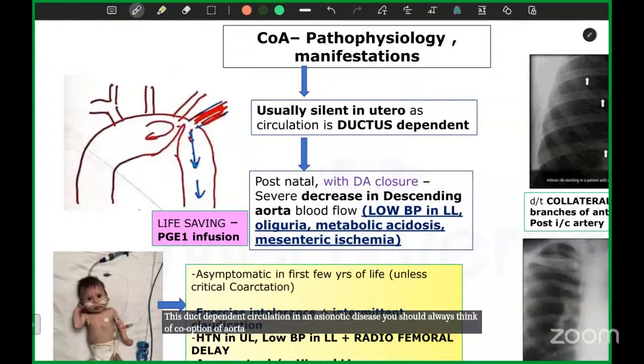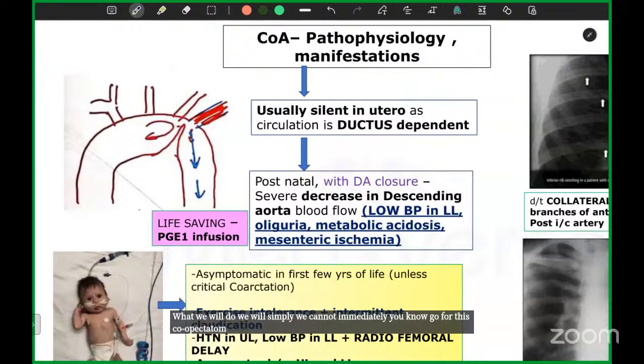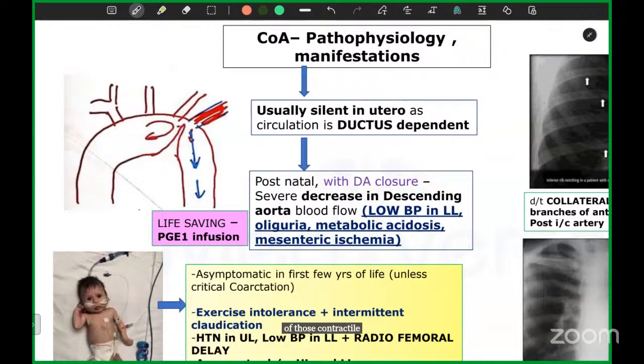What will we do? We cannot immediately go for this coarctectomy. We cannot immediately cut that piece of contractile tissue in an unstable patient. So what we do is, initially we try keeping the ductus open. We give an infusion of IV alprostadil, which is the PGE1 infusion.